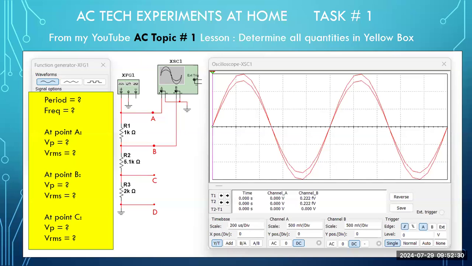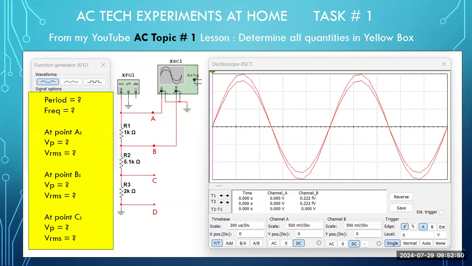Your AC Tech experiments at home. This is task number 1. So in task number 1 from my previous training video, AC topic number 1, you want to feel confident in being able to determine the quantities that are in the yellow box based on the display that is shown on the left-hand side of the screen.